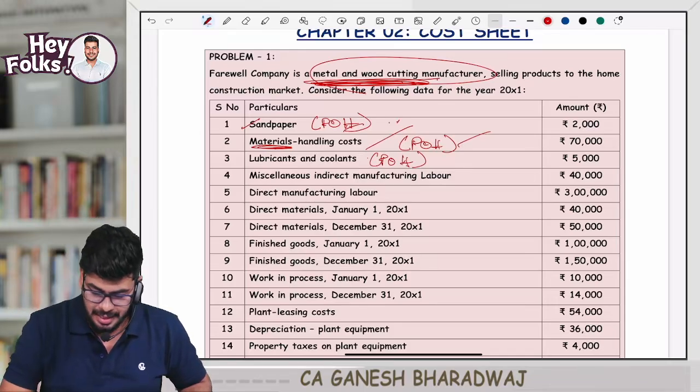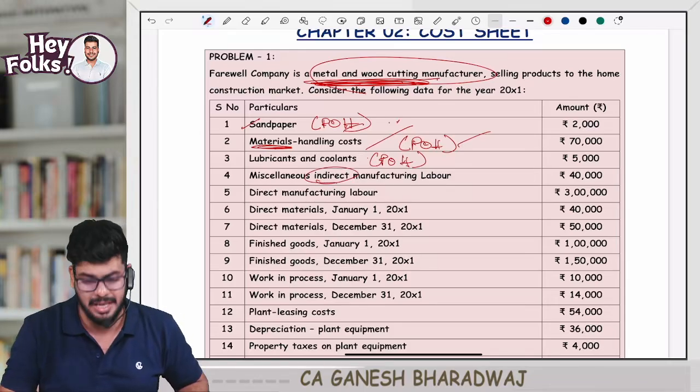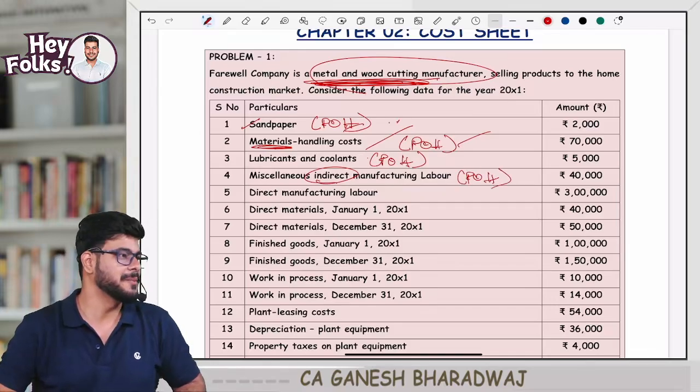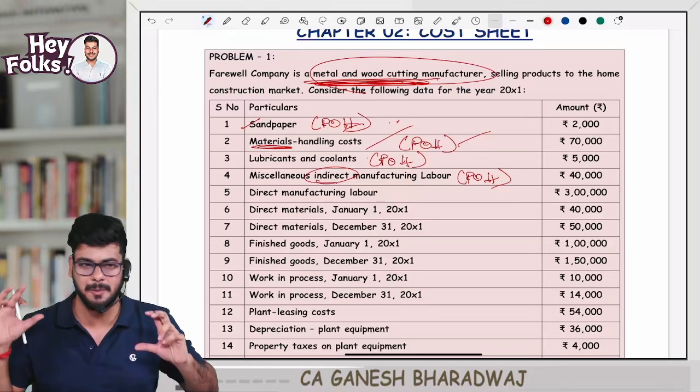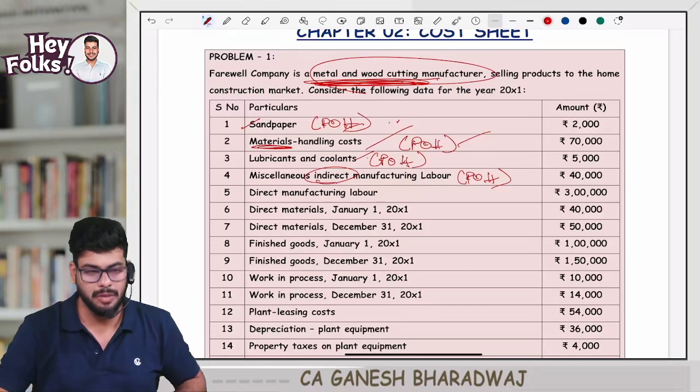Next, miscellaneous indirect manufacturing labor. Where will you put it? Simple. POH. Correct, guys, correct. Because your POH stands for indirect material plus indirect labor plus indirect expenses. Guys, correct. Lubricant and coolant was an indirect material.